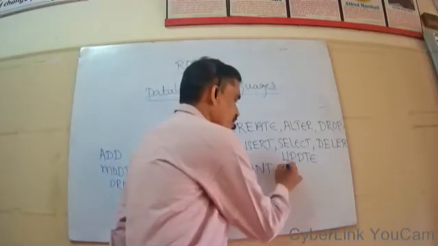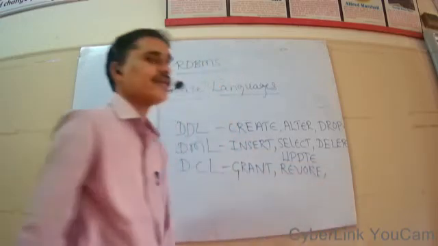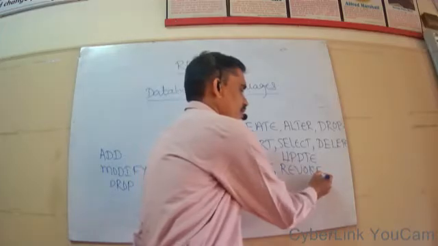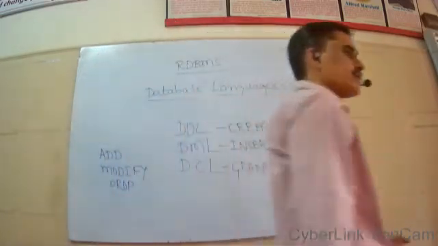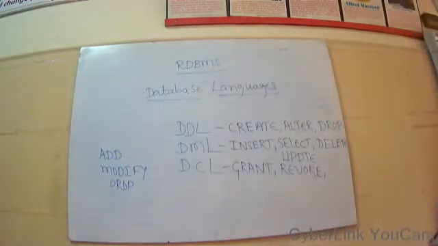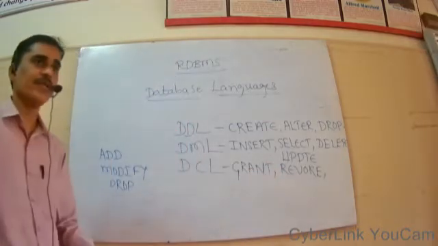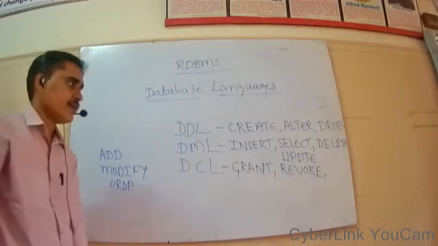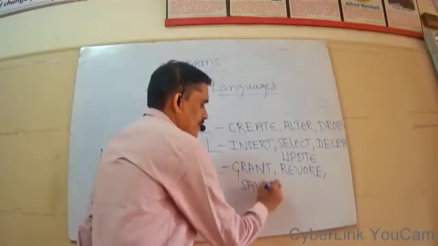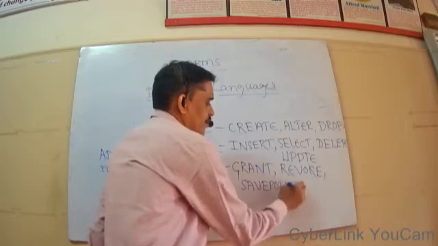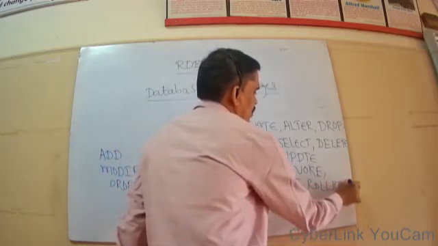The revoke command, as the name itself indicates, takes that right back. If we grant some right, then you are able to access the data from the master table. If you revoke that right, then it is not possible to get the information from the master table. Similarly, savepoint and rollback are also commands which belong to DCL.